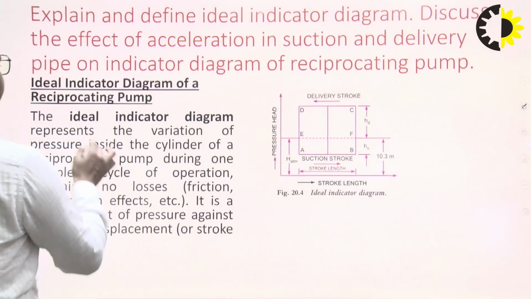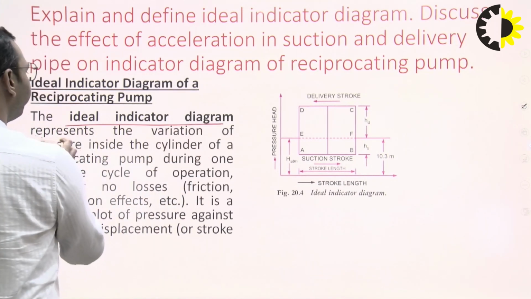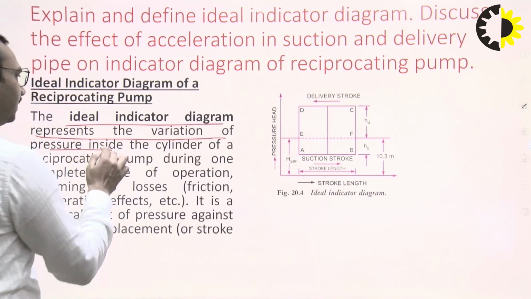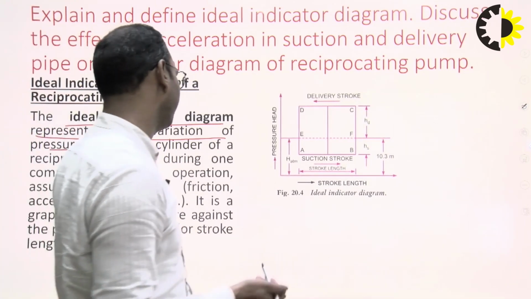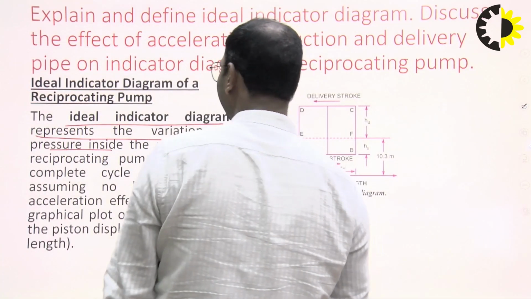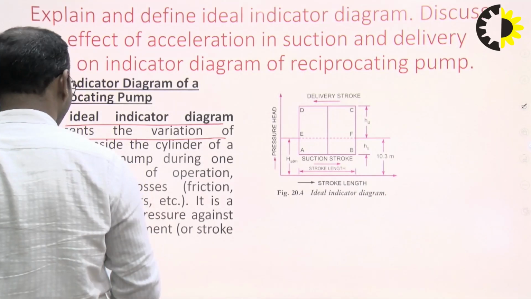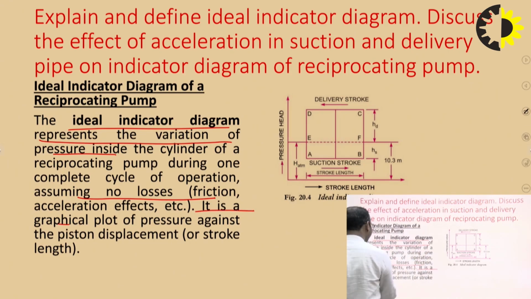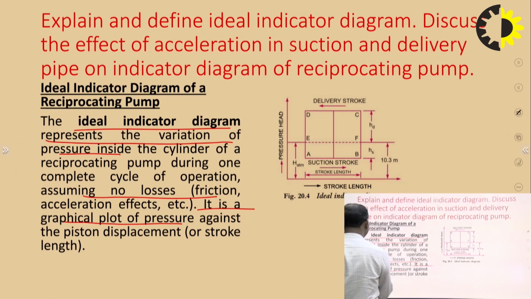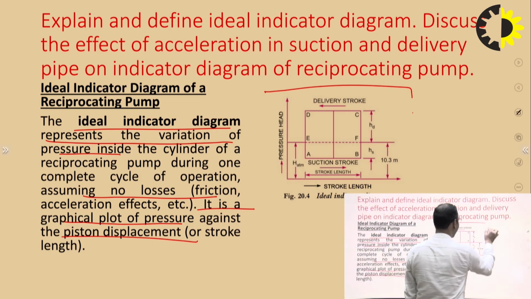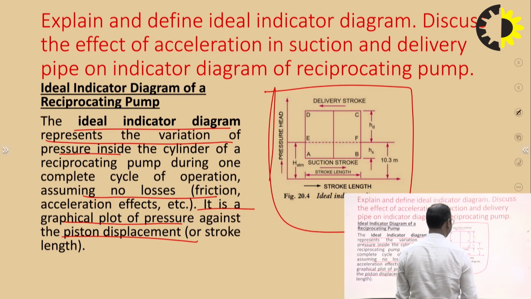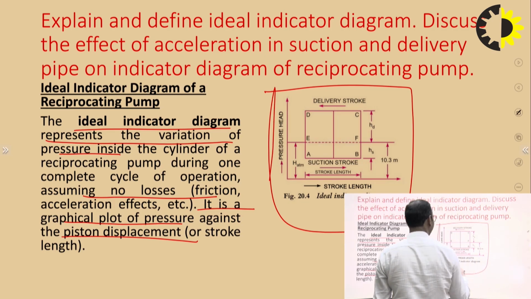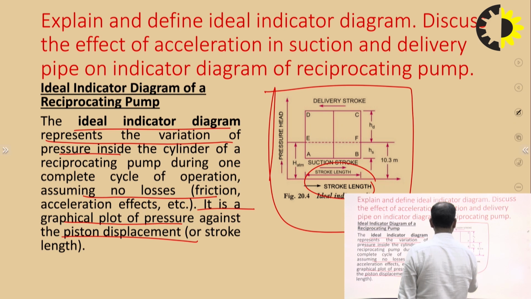So basically, the ideal indicator diagram represents the variation of pressure inside the cylinder of a reciprocating pump during one complete cycle of operation, assuming no losses like friction, acceleration effect, etc. It is a graphical plot of pressure versus the piston displacement. So this diagram represents the ideal indicator diagram. It is the graph between stroke length versus pressure head.